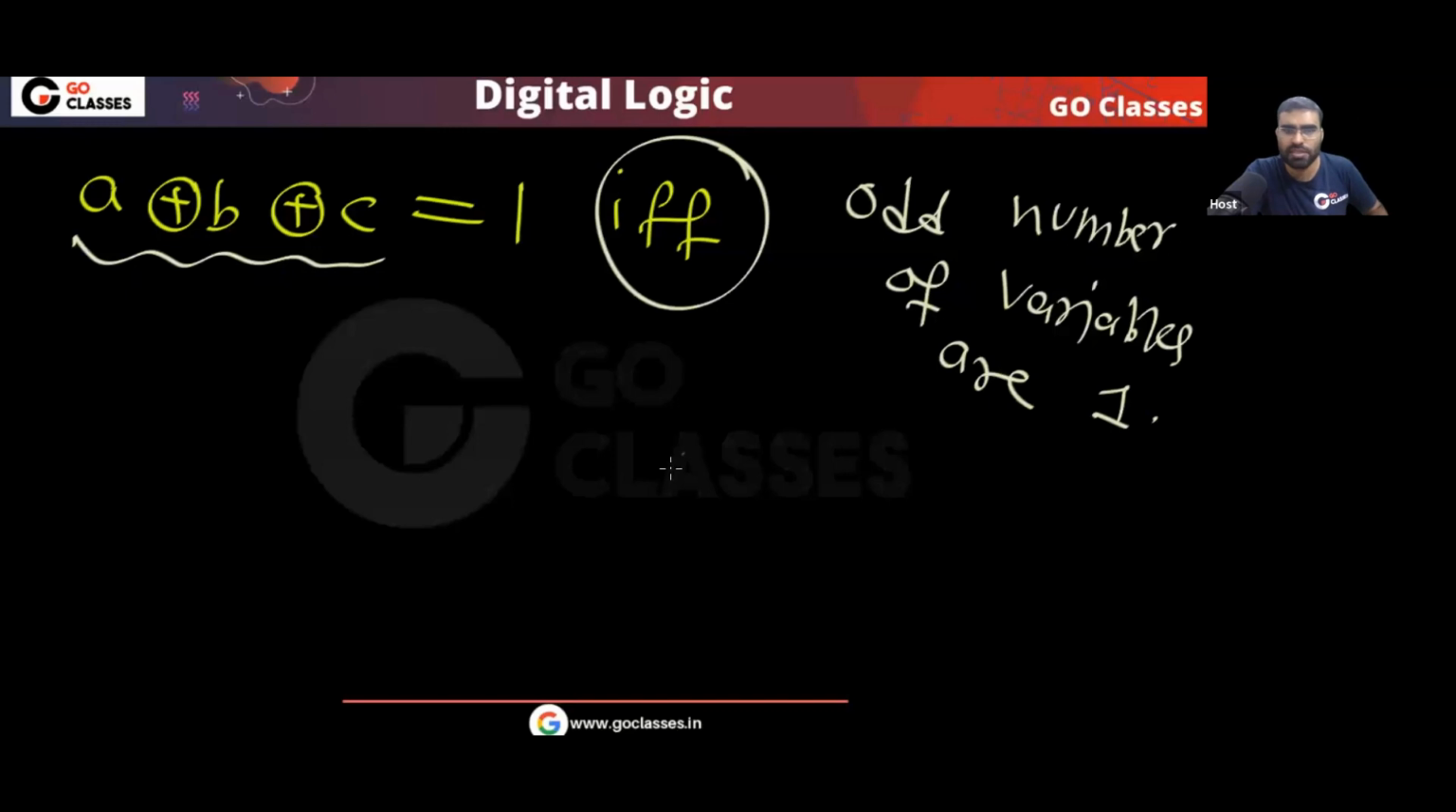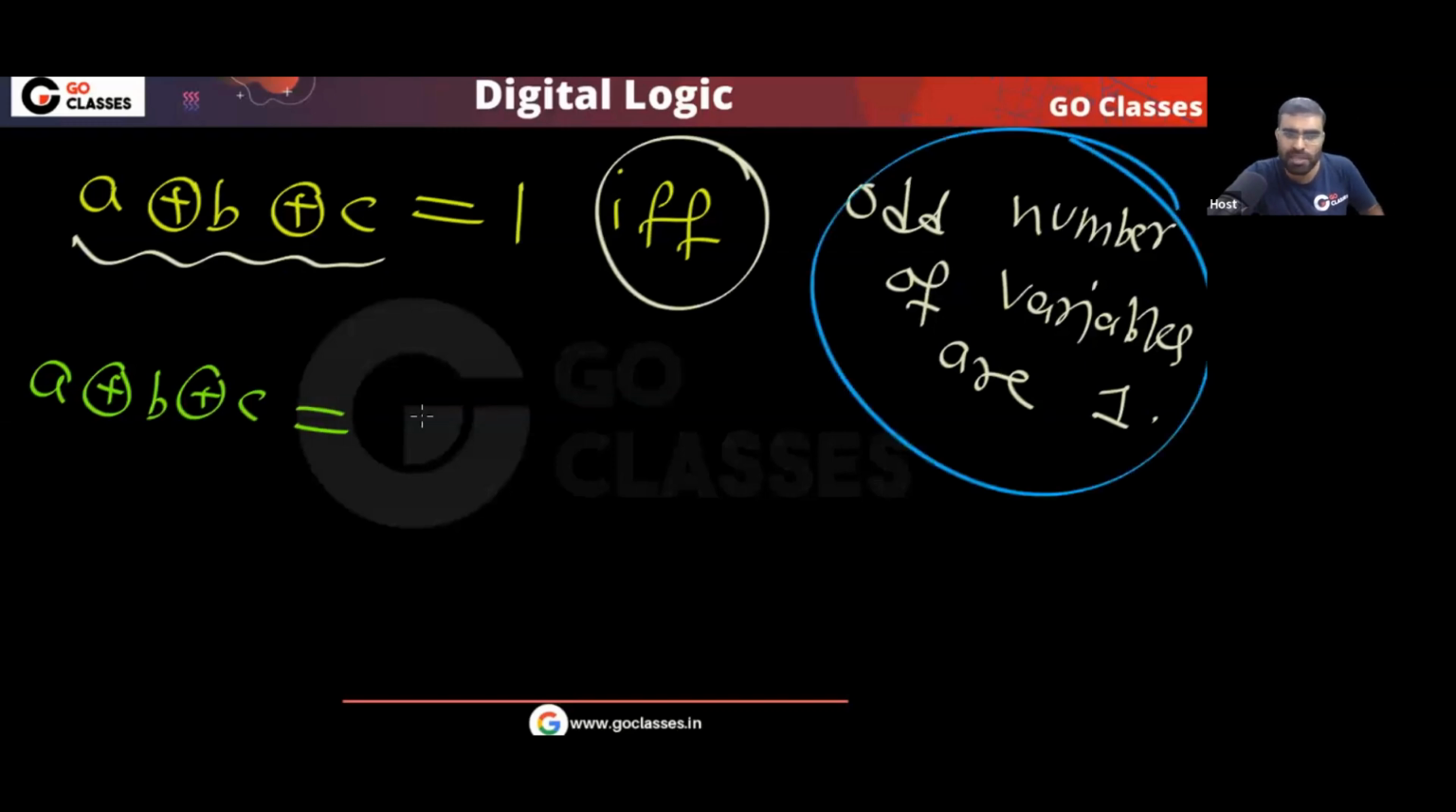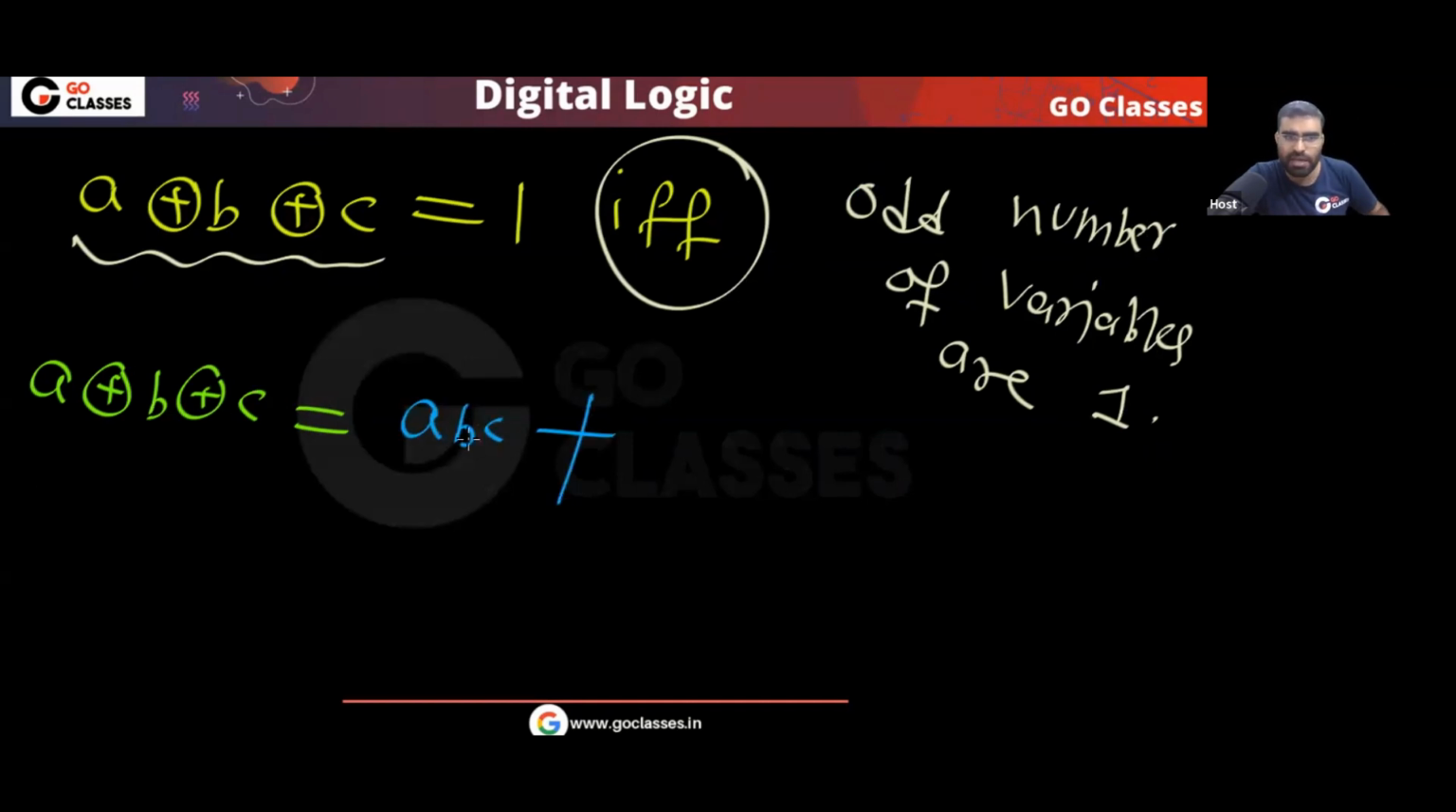Is this clear? Yes or no? So if an odd number of variables are 1, when will that happen? An odd number of variables are 1 means either all of them are 1. If all of them are 1, can I say an odd number of variables are 1? Yes. Okay.